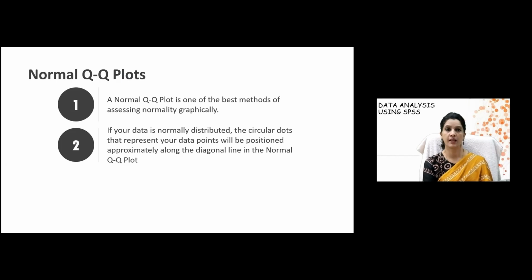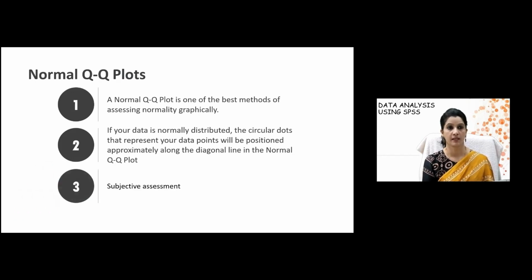If the data is normally distributed, the circular dots will appear along the diagonal line. And if the data is not normally distributed, they will be scattered. We'll see this in every session, because from now onwards, for every parametric test, we have to apply this QQ plot. And as I have said, it is a subjective assessment, so you need experience. The more normally distributed data you see, the better you can comment on non-normal data.